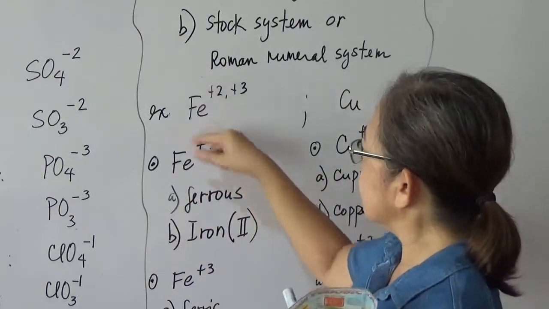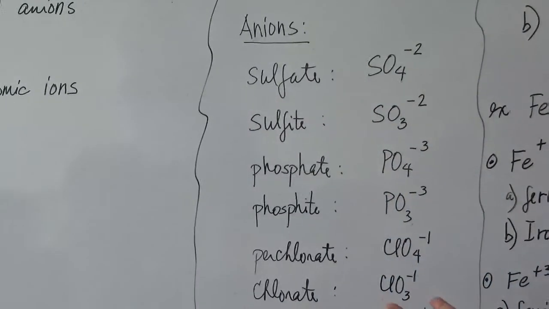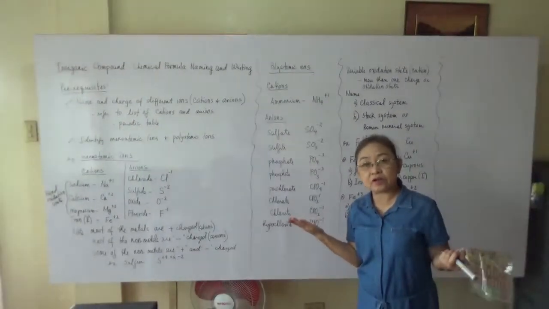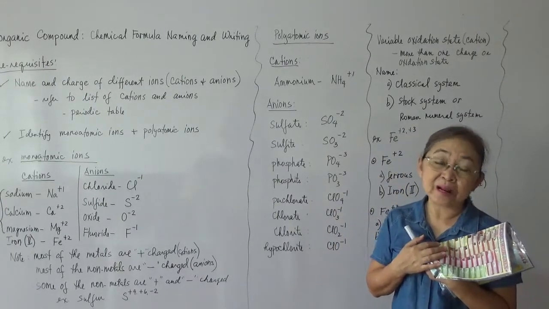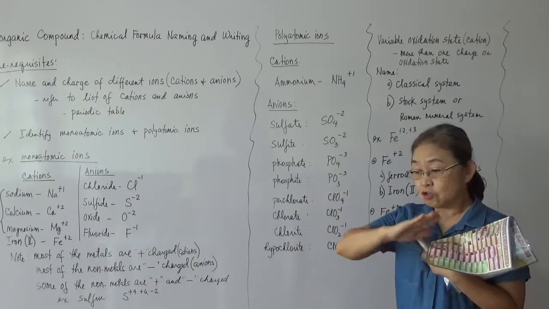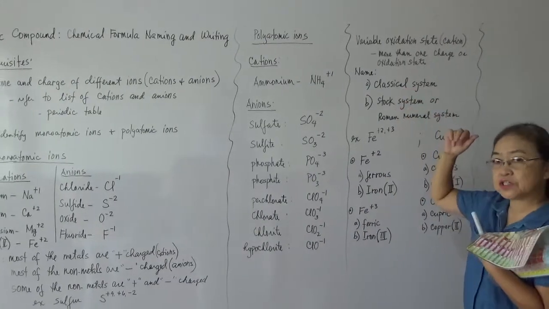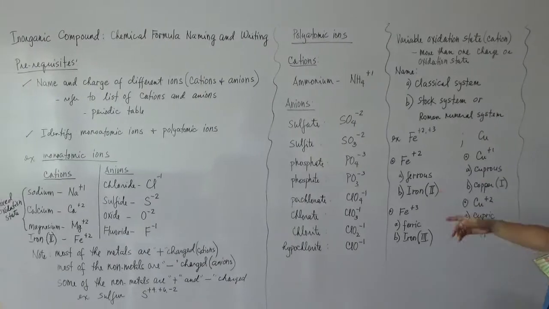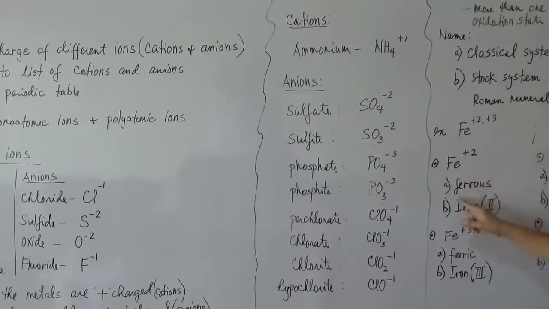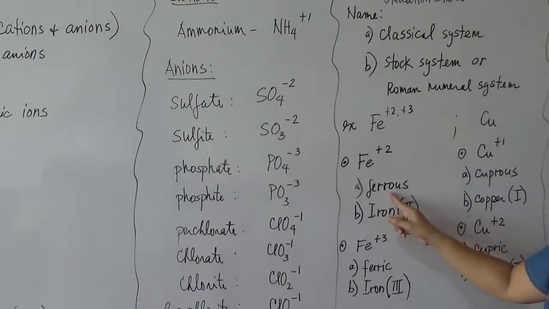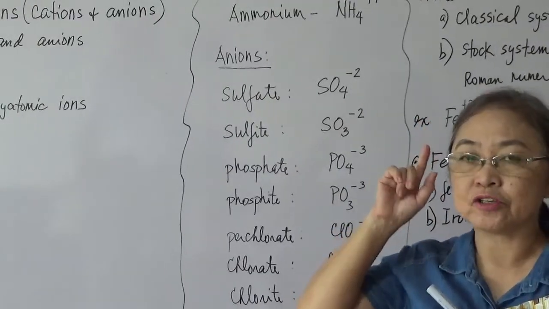Okay? So how to name? You cannot just name it as iron, same as the one with a fixed oxidation state. Because when you say iron, and you know that there are two oxidation states of iron, you might ask, what iron? +2 or +3? To remove that confusion, it should be named in two ways, whether the classical system or the Stock system, or Roman numeral system of naming. So for Fe+2, the classical name of iron +2 is ferrous. When we say ferrous, it is understood that it is iron +2.